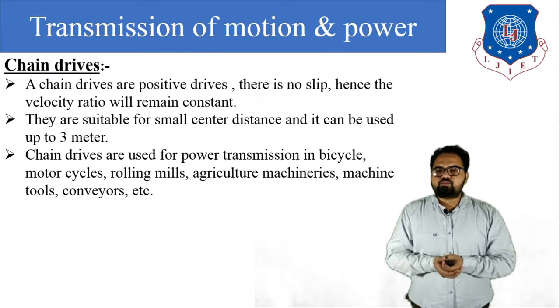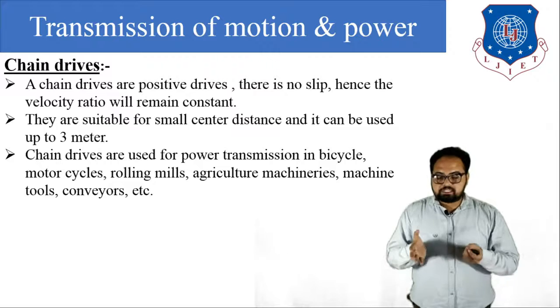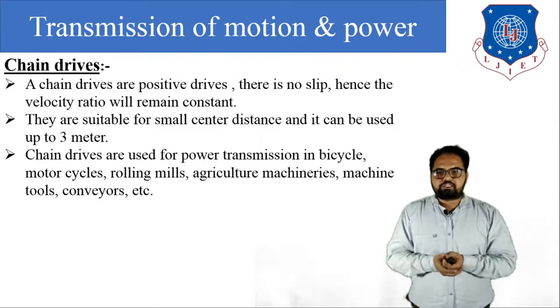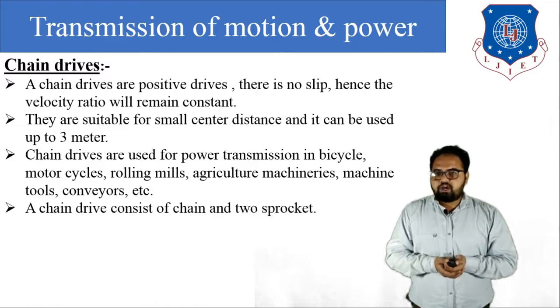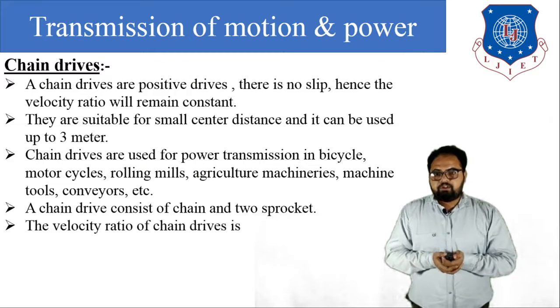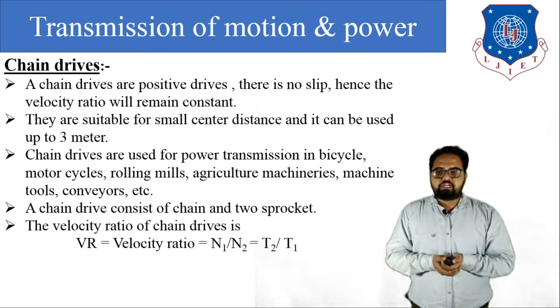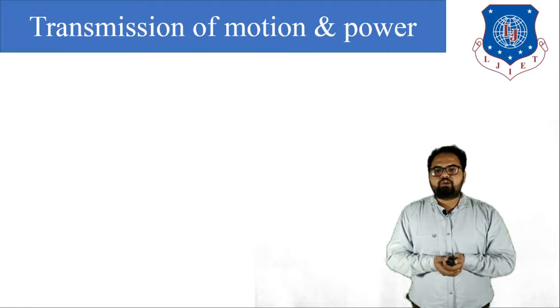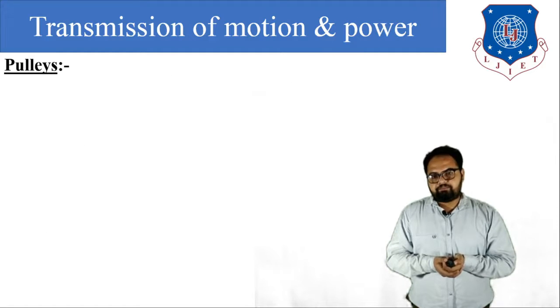Chain drive is used for transmission of power in bicycles, motorcycles, rolling mills, agriculture machinery, machine tools, conveyors, etc. There are large applications of the chain drive. A chain drive consists of two sprockets. The velocity ratio of the chain drive is given by N1 by N2 is equal to T2 by T1.